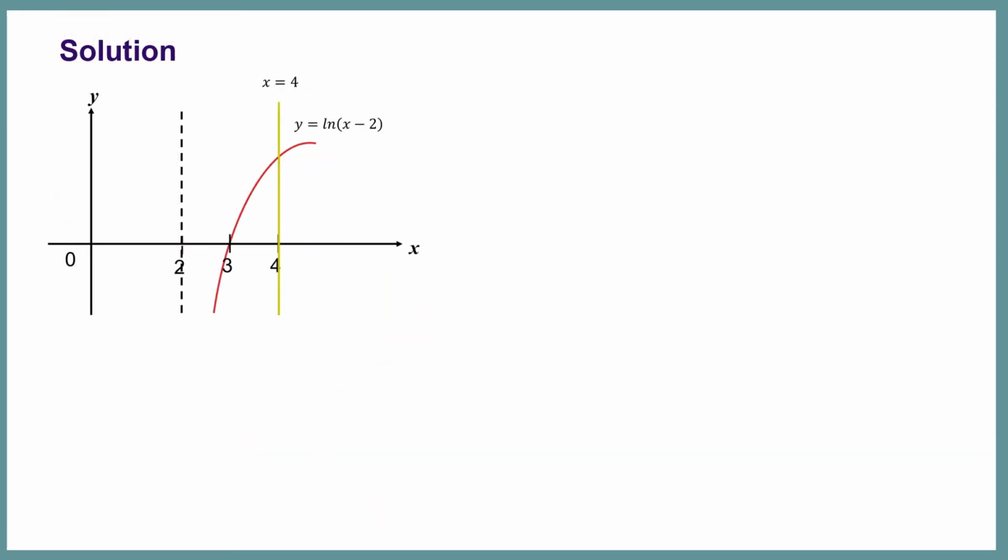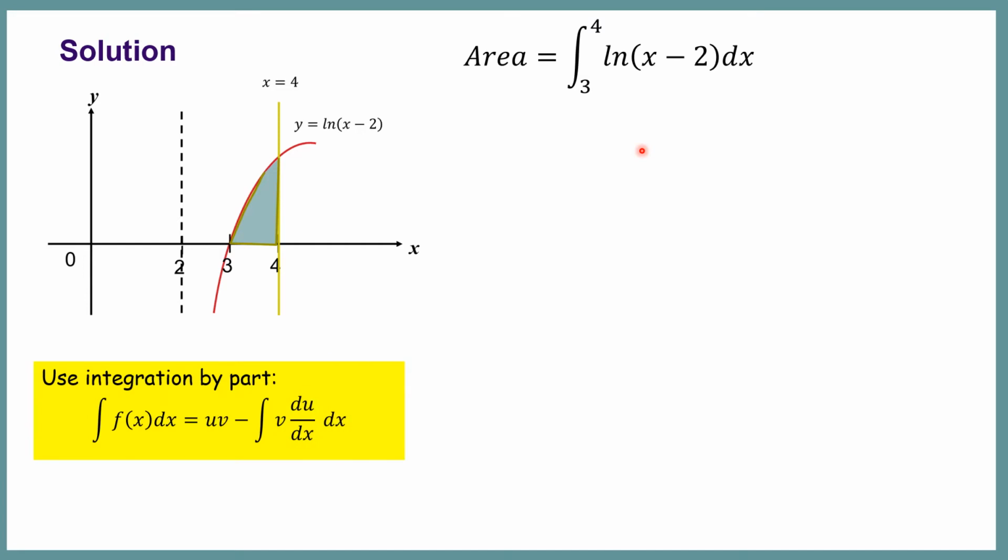Firstly, we identify the region that is bounded by the curve, the line x equals 4, and the x-axis. So we have, thus the area is the integral of the function ln(x minus 2) from x equals 3 to x equals 4. Since the function is a logarithmic function, we have to use the integration by parts method.